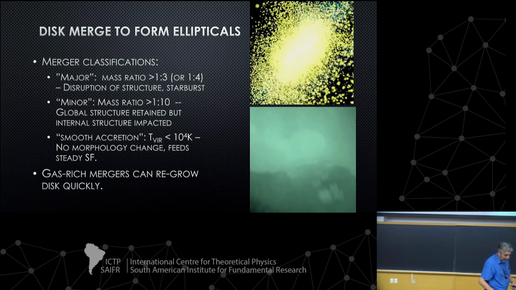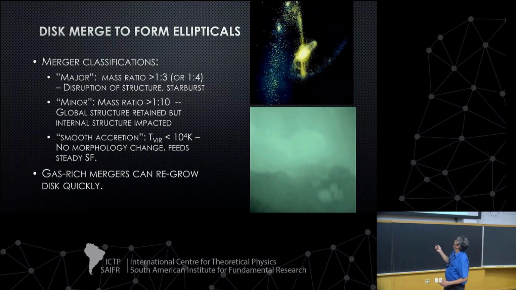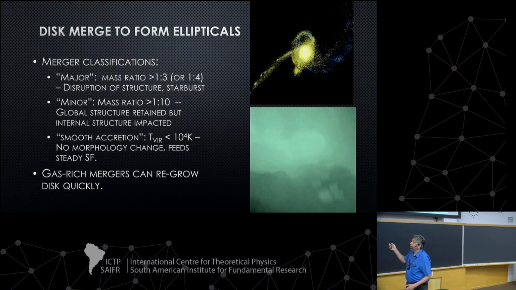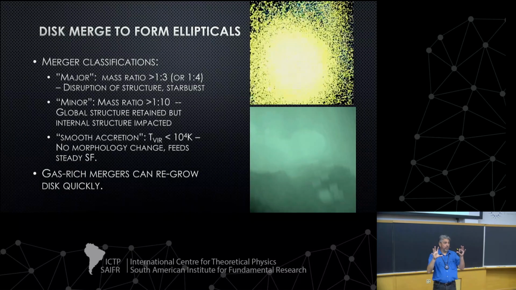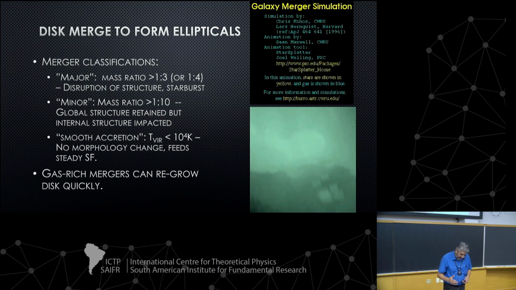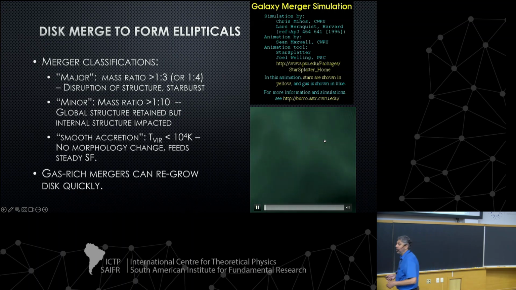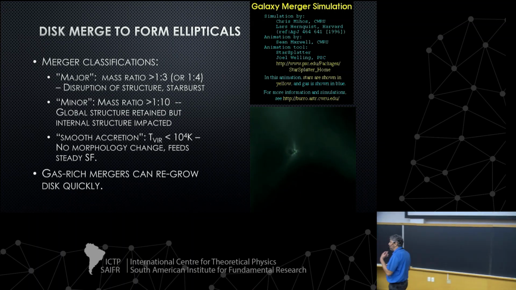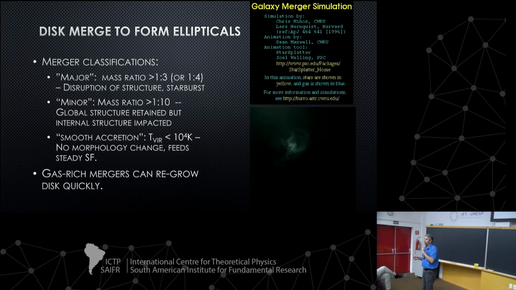Okay, fine. So generally, this happens when you have a major merger, something like greater than 1 to 3 in mass ratio between the two things, maybe 1 to 4, depending. You can get minor mergers as well. The other thing that you can do is that a merger between disks doesn't always lead to an elliptical.